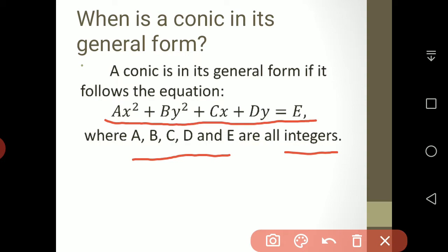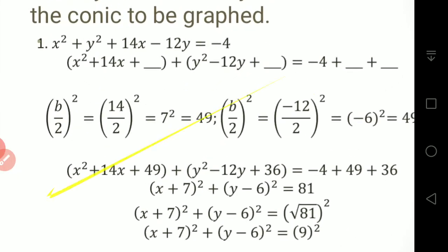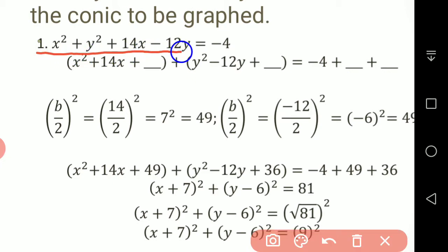So let's go to the main thing. How do we transform a conic to its standard form? First, we need to have an equation. In this case, our equation is x squared plus y squared plus 14x minus 12y is equal to -4.